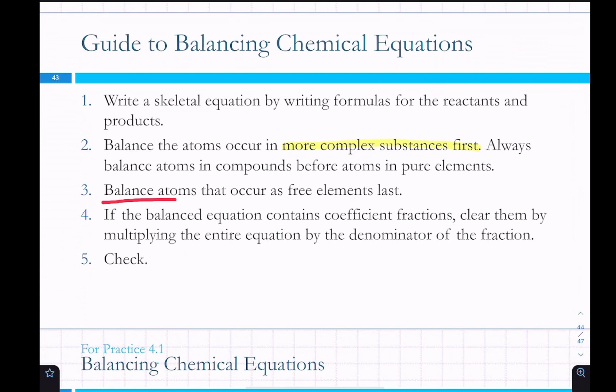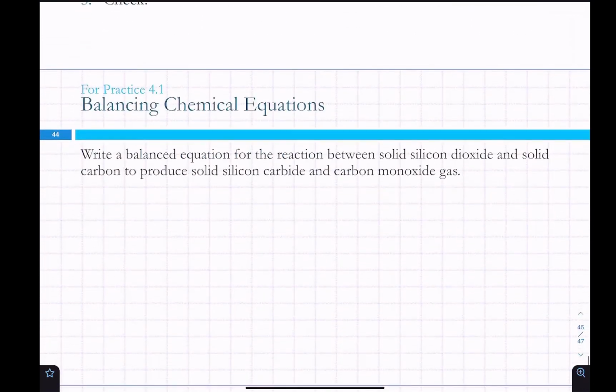Then balance atoms that occur as free elements last, again, because free elements are easier to balance by themselves. And then if the balanced chemical equation contains coefficient fractions, then clear them by multiplying the entire equation by the denominator of the fraction. The last step, of course, is to check. I'll kind of show you how I like to do this as well.